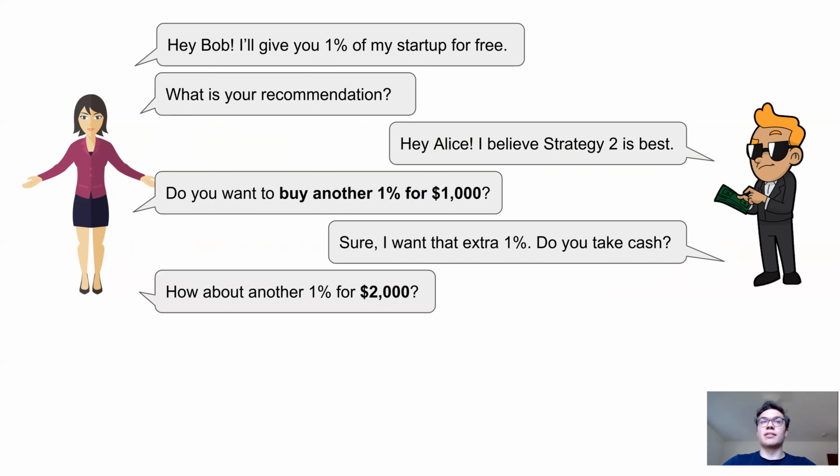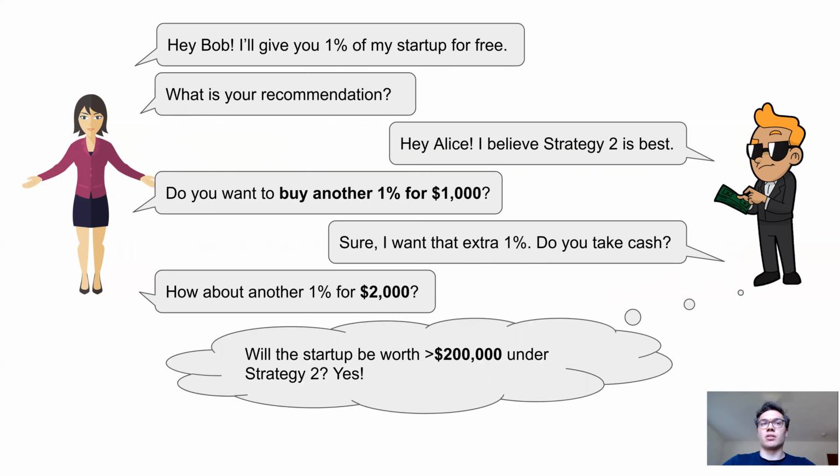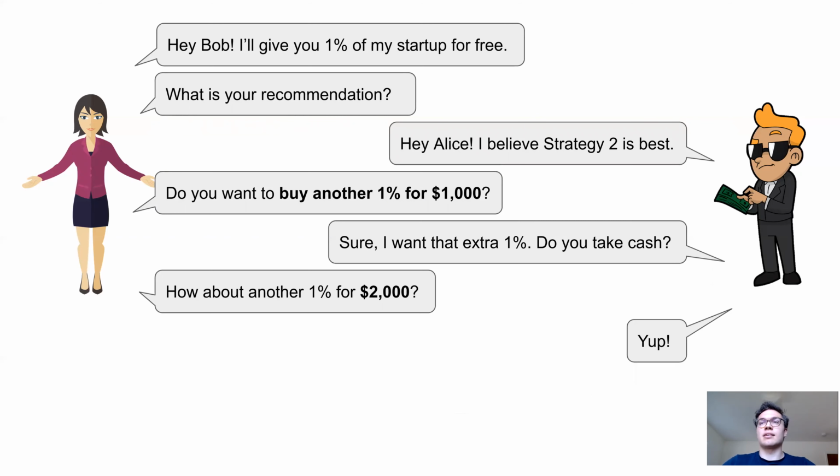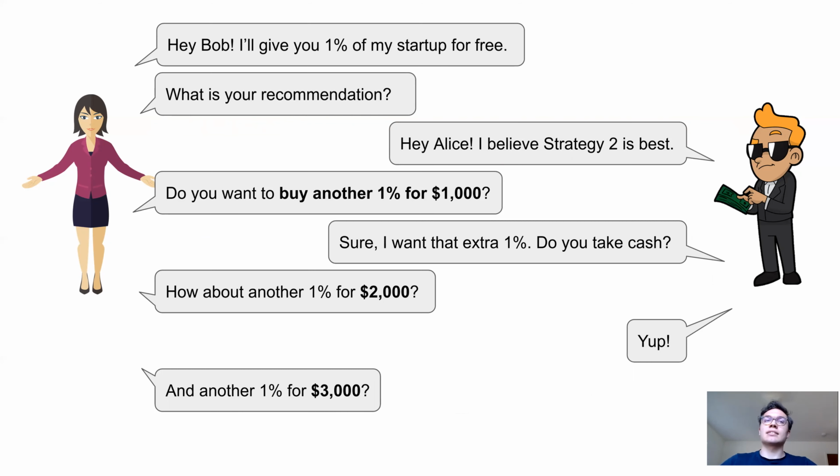Alice could make another such offer, now at a higher price of $2,000. Again, Bob asks himself the analogous question of whether the startup is worth at least $200,000 under strategy 2. Let's say that the answer is yes again, then he accepts the offer once more. But then at the next higher offer, let's say that Bob rejects.